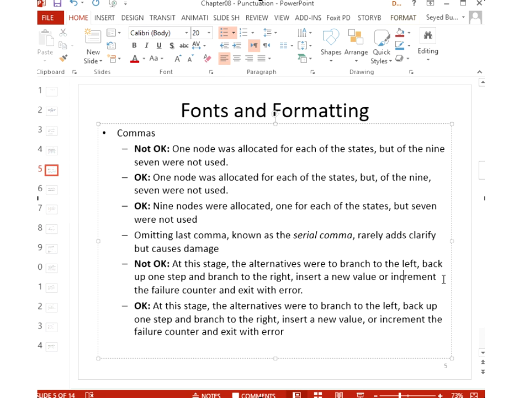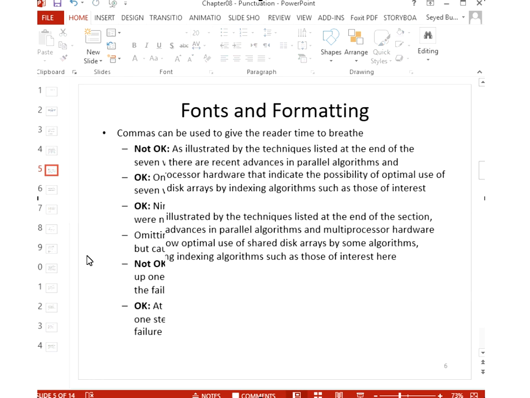Insert a new value or increment the failure counter. So here, if you see, here is the last part. The last comma should be here, okay, between the value and or. If you remove it, it will confuse you. So it's better to use the comma there, okay. Don't omit the last comma.